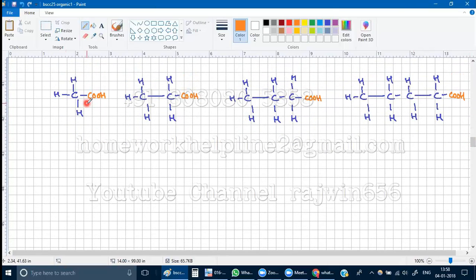This is another series of compounds that contains COOH. This is nothing but carboxylic acids.